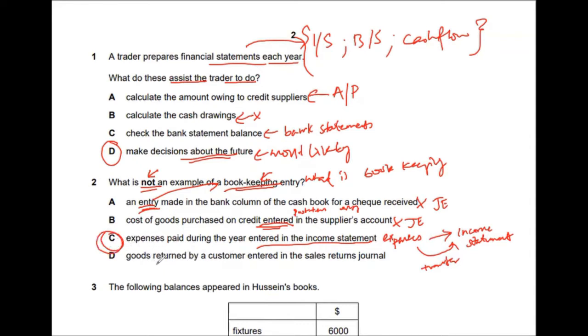If you read option D as well, goods returned by a customer entered in the sales journal. Again, this is actually a journal entry. So options A, B, and D are not the correct answers. The correct answer to multiple choice 2 is option C.